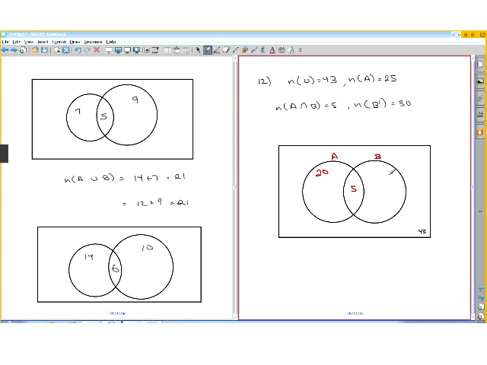And then what we can do is, if we do not B is 30. So that means everything outside of here is not B, 30. So because we have 43 in the whole thing, that means that in B we must have 17. Okay? So what I'm saying is that the number of elements in B must equal the number of elements in the universal set minus the number of elements in the complement of B.